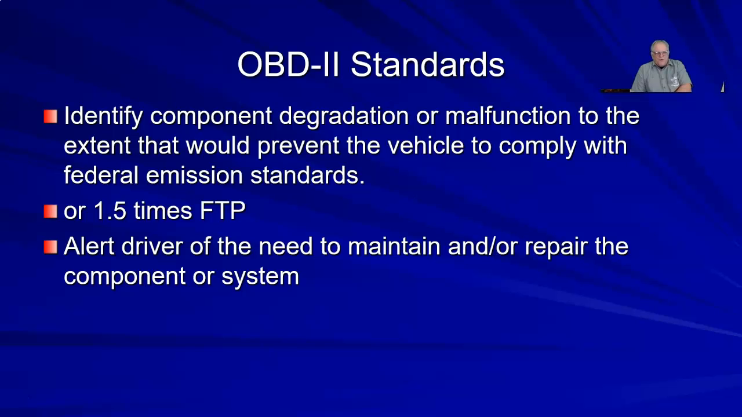Identify the component as it degrades. The standard here that they're looking at is 1.5 times the FTP. Whatever the standard was for that particular year, but let's say they were looking at 6 grams per mile. 1.5 times 6 is going to be 9 grams per mile. So by the time your vehicle is emitting 9 grams per mile, it has to illuminate the MIL and set a DTC. That is how they're going to alert the driver to the need to maintain or repair the vehicle.